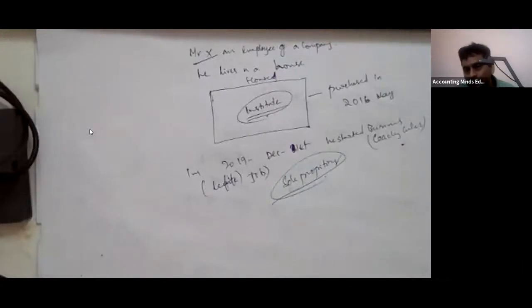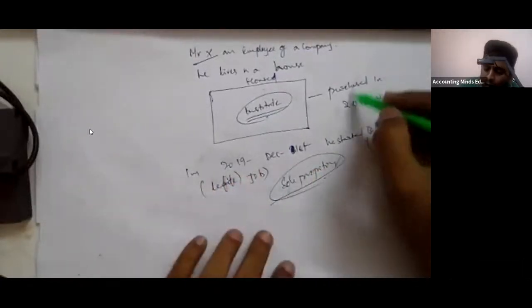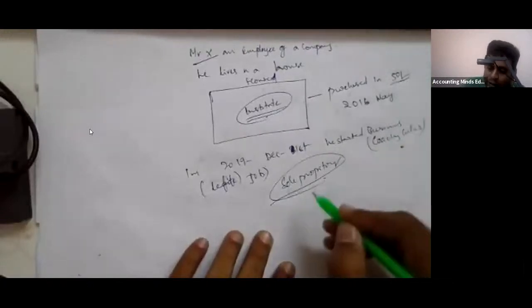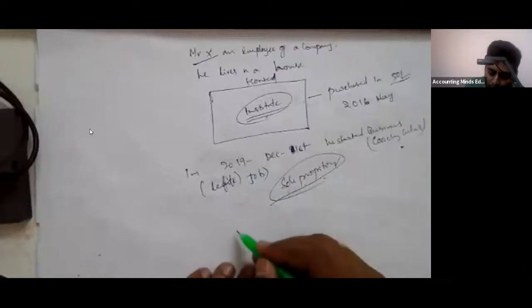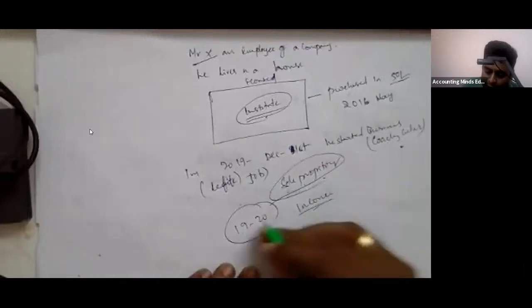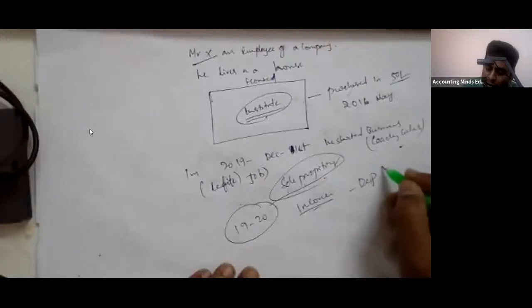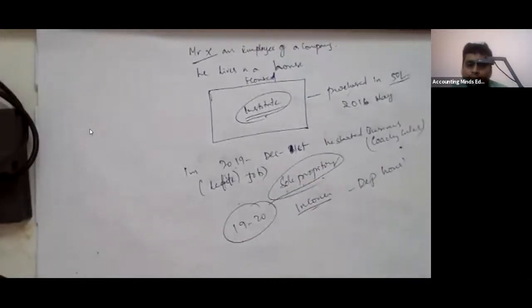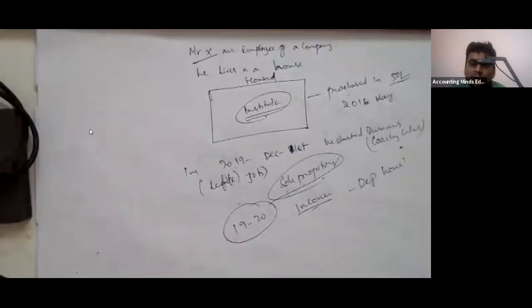When he was an employee, he couldn't claim depreciation. But this house was purchased for 50 lakhs. Now, while calculating the income for 2019-20 from the institute, he can claim depreciation on the house. Yes or not? Guys, make sense? Yes, sir. So how much can he claim as depreciation? What will be the cost of the house for depreciation purposes? What do you think?